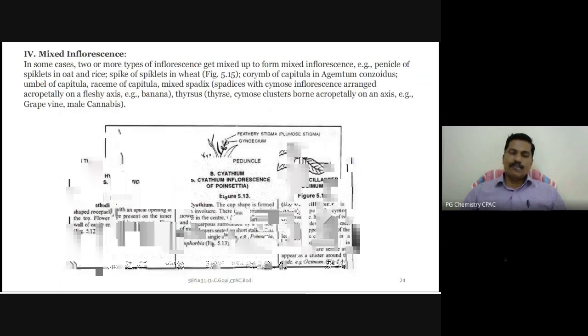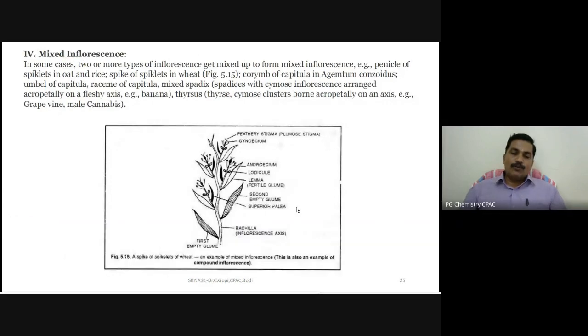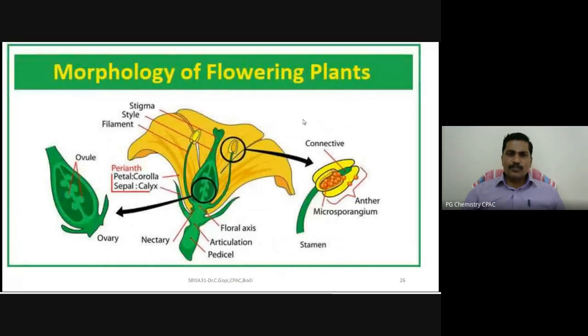And mixed inflorescence. This is the compound spikelet inflorescence of the Poaceae members, that is rice, wheat, so many things. We'll discuss in detail in the family, while you're studying the Poaceae members. Okay, coming to the morphology of flower, you must be very careful hereafter, because all the characters come under the description of the family. So when you see the flower, you must remember all those characters.